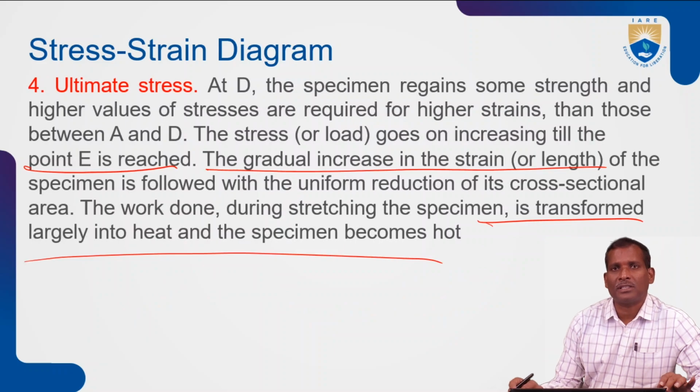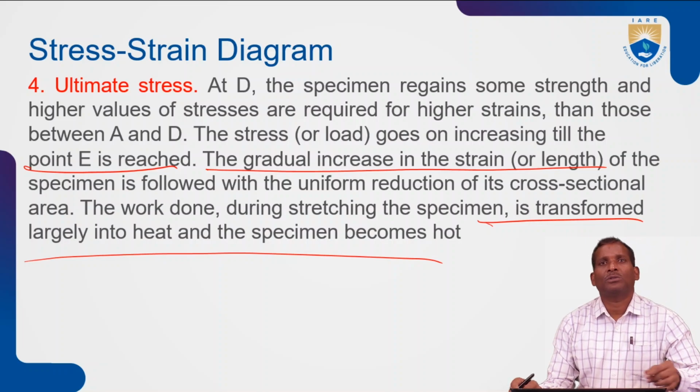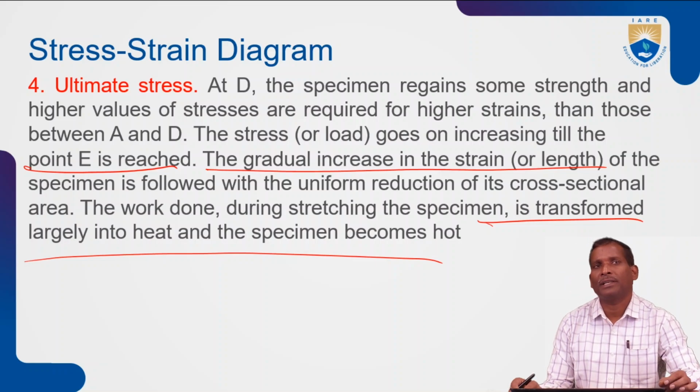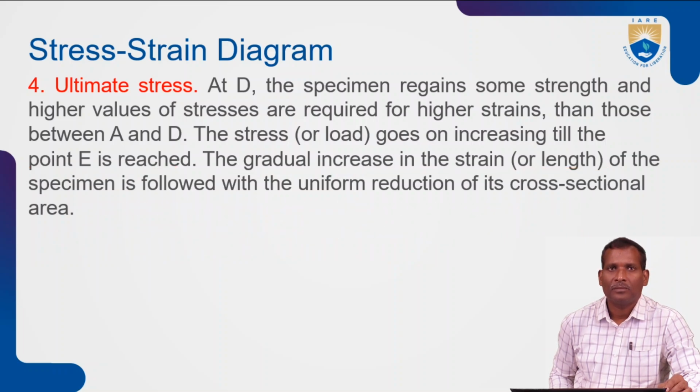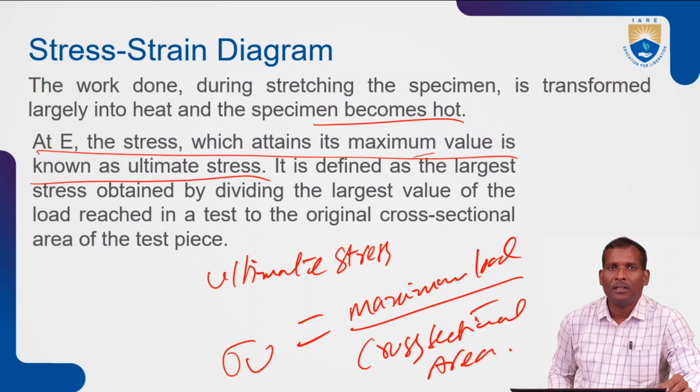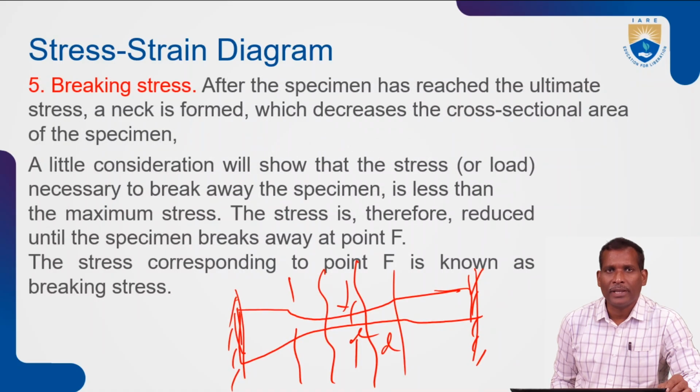Similarly, ultimate stress. At D, the specimen regains some strength and higher values of stresses are required for higher strains. At E, the stress attains its maximum value, which is known as the ultimate stress: the maximum load upon the cross-sectional area. Then the breaking stress.